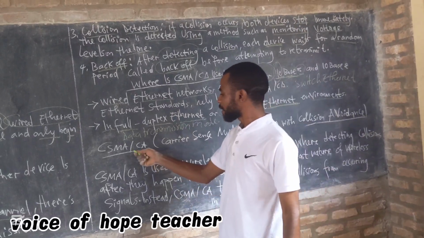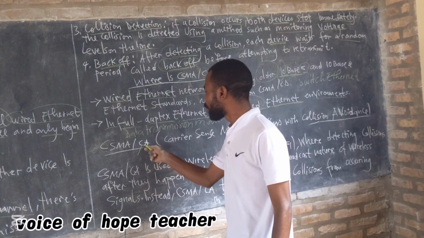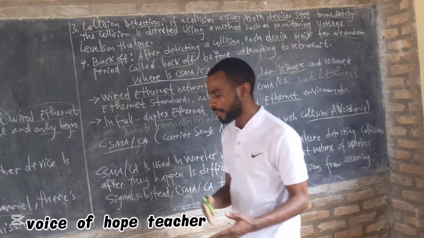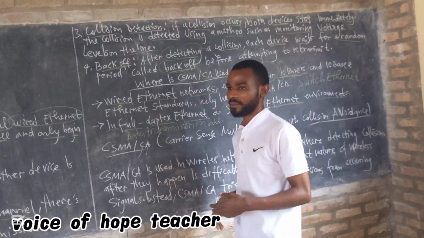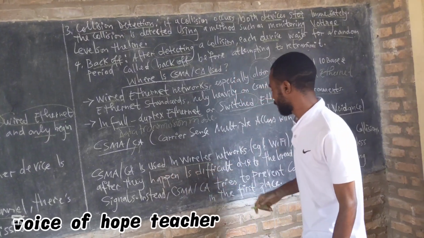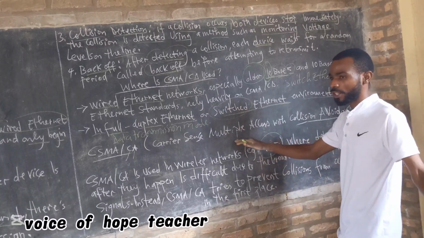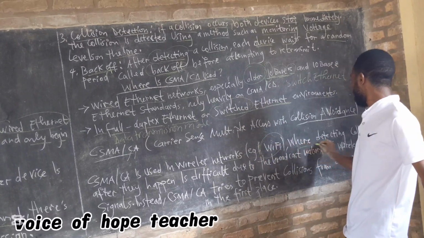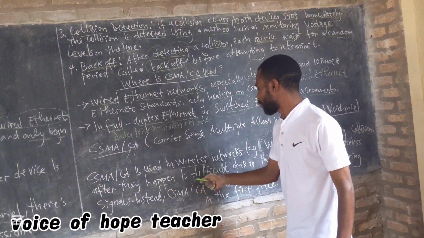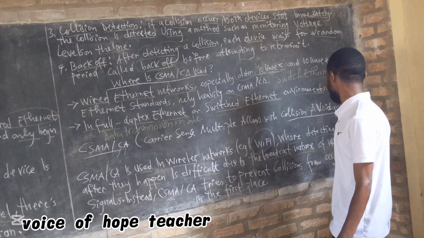Now we have carrier sense multiple access with collision avoidance. Now here tuvuye muri detection, detecting. Now tugeze kuri avoidance. It is used in wireless networks, for example Wi-Fi. Iyo tuyikoresha muri wireless, detecting a collision after it happens is difficult due to the broadcast nature of the wireless signal.